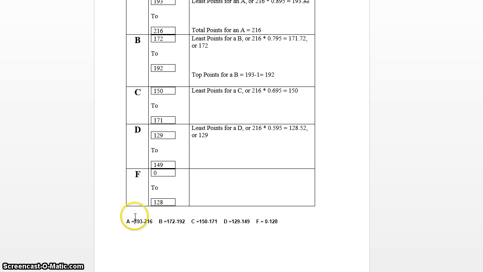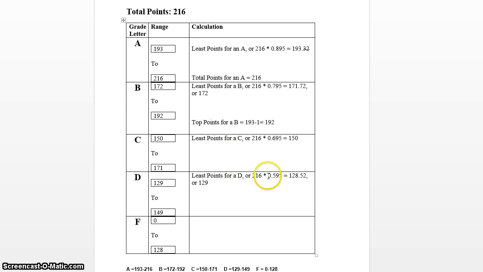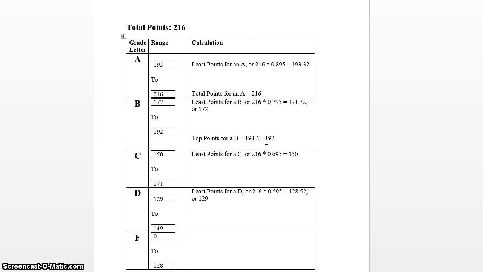All right, so A range is 193 to 216. B range is 172 to 192, so that 192 is continuous into the A of 193. C range is 150 to 171, which ties into the B's 172. D range is 129 to 149, which ties into the C's 150 perfectly. And F is 0 to 128, and that ties well. So that makes sense. We were careful to do our calculations properly. I hope this makes sense.